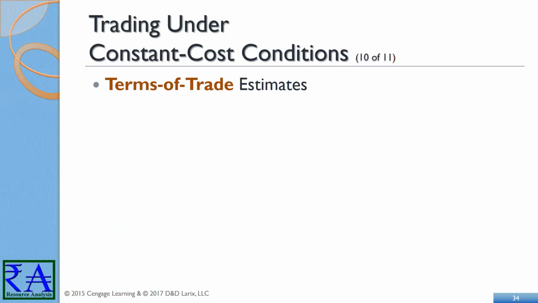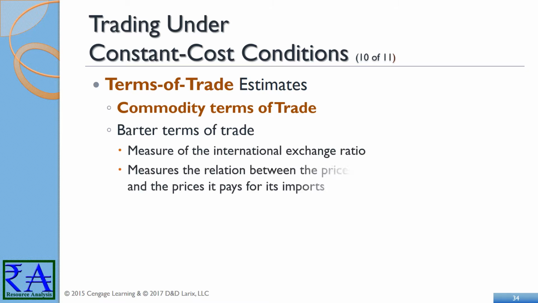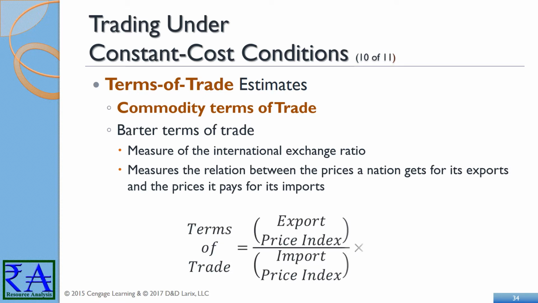The concept of commodity terms of trade expresses the international trade ratio, measuring the relation between the prices a nation acquires for its exports and the prices it pays for its imports. Of course, prices are always changing, so an index of price changes explains the relative movements between commodities in real terms. This becomes especially important when considering economic growth and contraction among countries as trade is conducted.